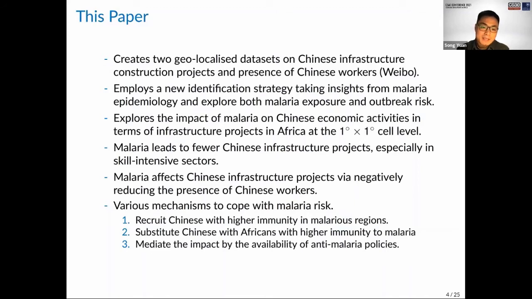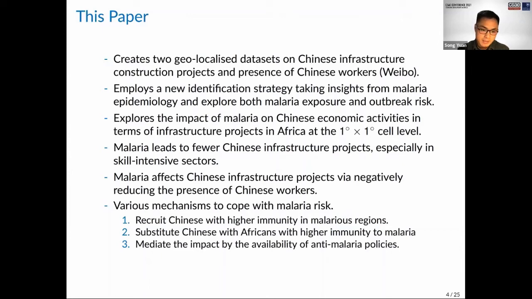We study the impact of malaria on Chinese economic activity in terms of infrastructure projects at the 1 by 1 degree scale level, so one latitude times one longitude degree. And we found that malaria leads to fewer Chinese infrastructure projects, especially in the skill intensive sectors.